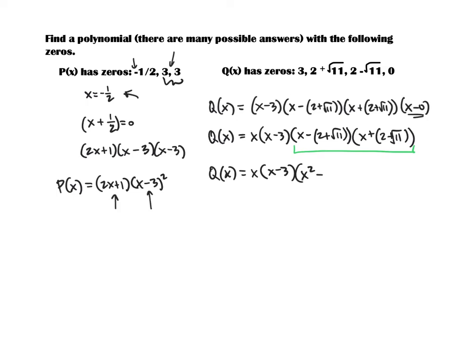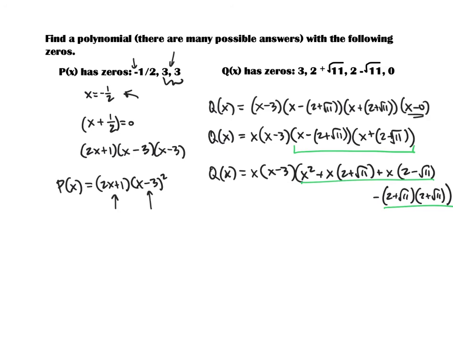That would be x squared minus x times 2 plus root 11, plus, oops, I'm sorry, that should be plus x times 2 plus root 11 plus x times 2 minus root 11. Okay, and then I'm running out of space here, but then negative 2 plus root 11 times 2 plus root 11. Okay, so everything that came out of that was this.